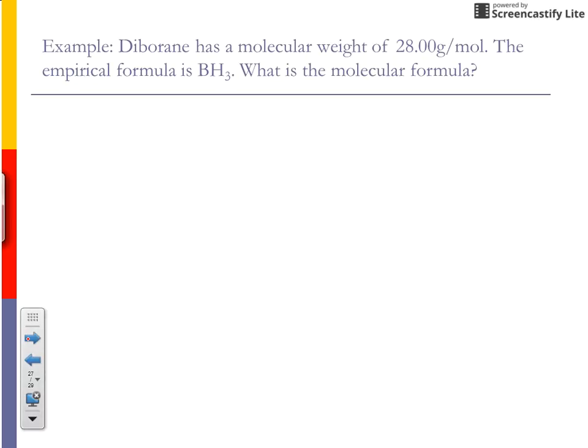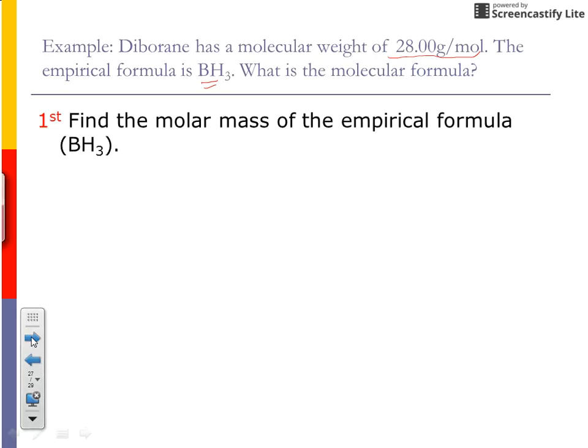So let's look at an example that sort of piggybacks on the problem we ended the last class with. In the last class, we found the empirical formula of a compound known as diborane. We found its empirical formula was BH3. And here they're telling us that diborane has a molecular weight or a true molar mass of 28 grams per mole. And it wants us to determine the molecular formula. So let me just break it down step by step.